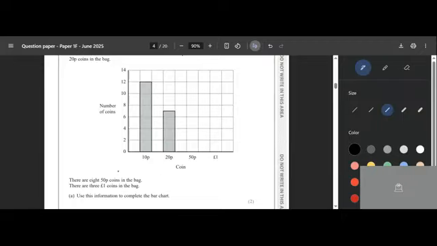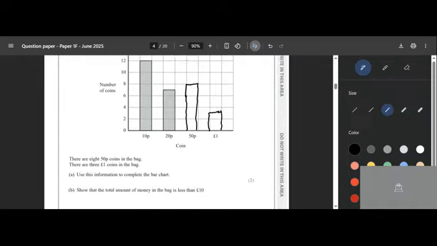So for the 50p, we have 8 of them, so you just have to use a ruler. I don't have a ruler in this case, I just have a sketch. It's supposed to go all the way to 8 on the chart. Then we have 3 for the £1 coins. So that is how you're supposed to do it, but you have to make sure you use a ruler.